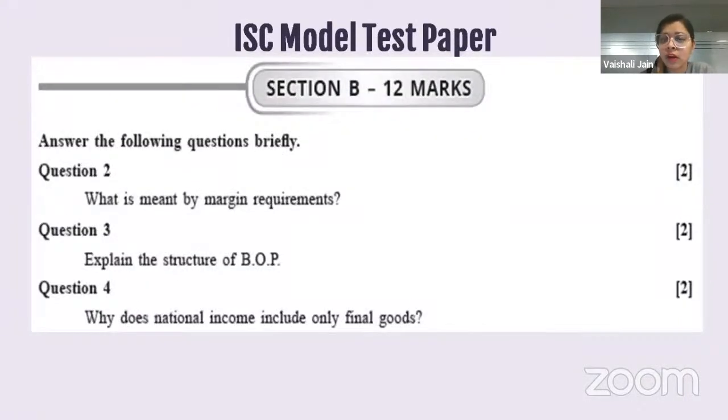Then we have section B of 12 marks. That is, what is meant by margin requirement? Explain the structure of BOP.